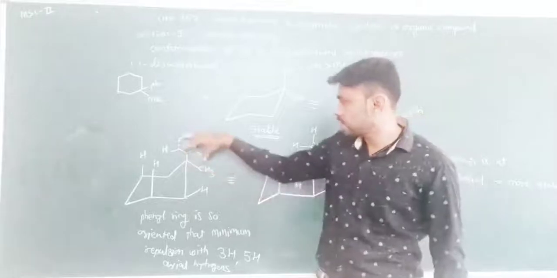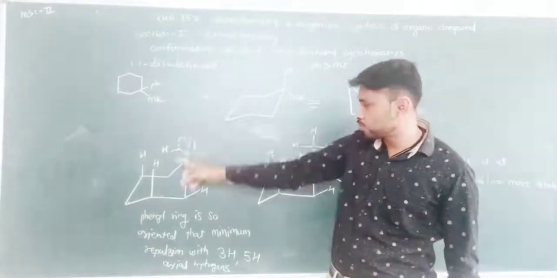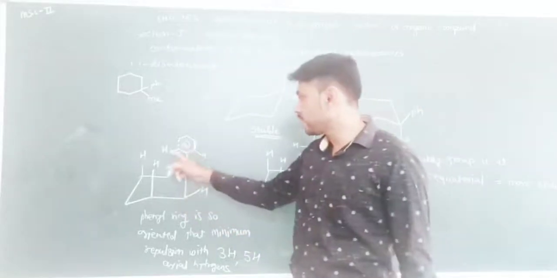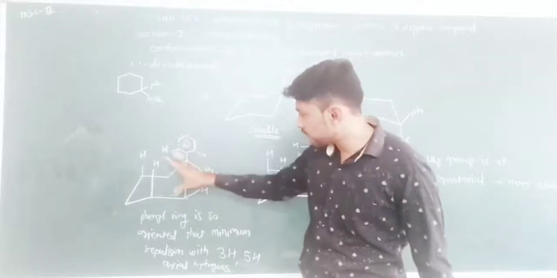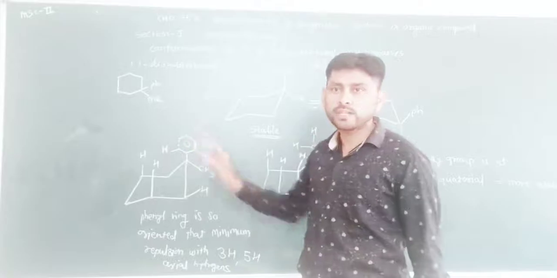Because in this structure the ring gets twisted. Here this phenyl ring gets twisted so as to minimize the interaction between these axial hydrogens and the hydrogens of the phenyl ring. So this interaction is minimized. This interaction is minimum so that this structure is stable.